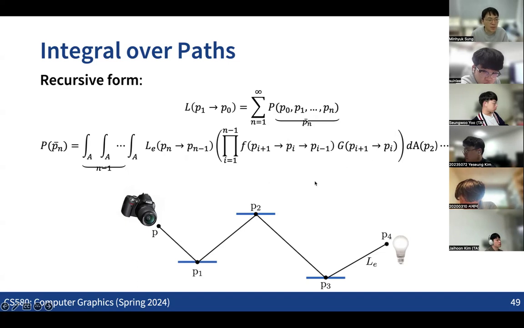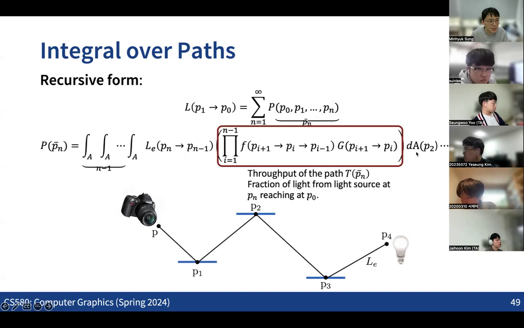And for simplicity, we're going to name this term the throughput of the path, which is denoted as T. You can see that this equation basically means calculating the reflection of the light from the light source at the end point of the trajectory, reaching the first point at the image plane. So that becomes this complicated formulation.